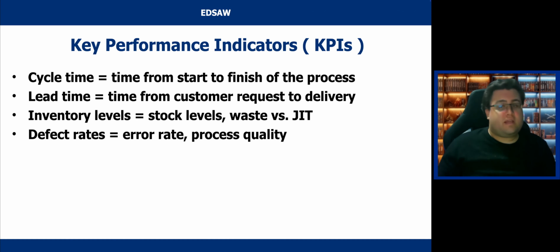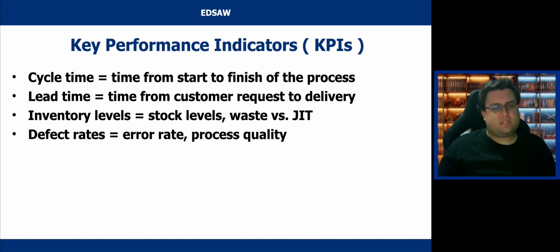If we want to sustain Lean improvements, we need to measure them using the right indicators. The four most commonly used in Lean management are the cycle time. This is the time that elapses from the start of a process until it's completed. A short cycle time means higher efficiency. The second indicator is lead time. That is the time from the moment the customer places a request until they receive the finished product or service. Lead time is essential for customer satisfaction.